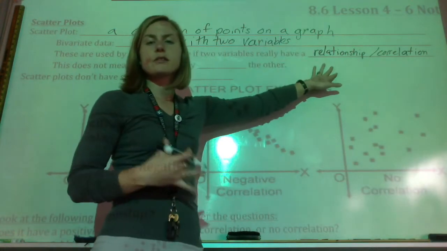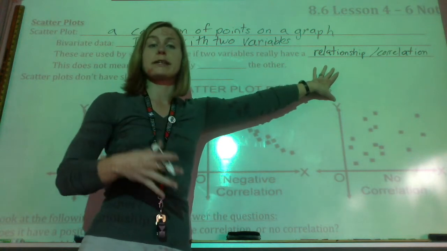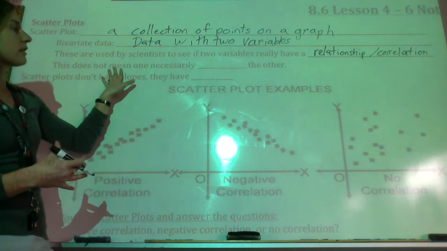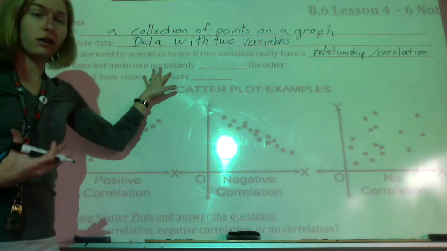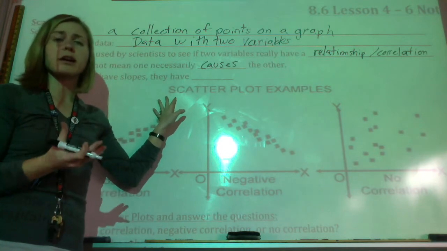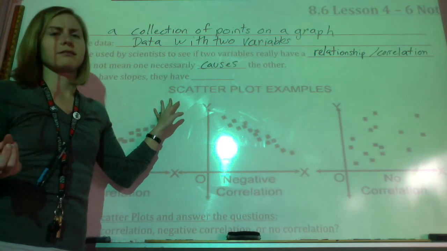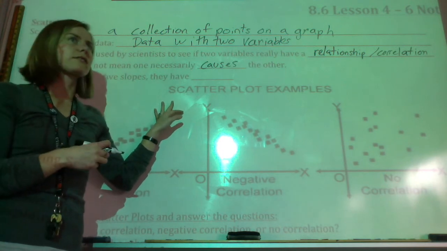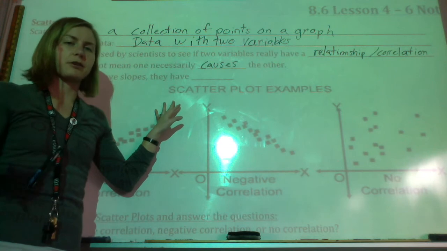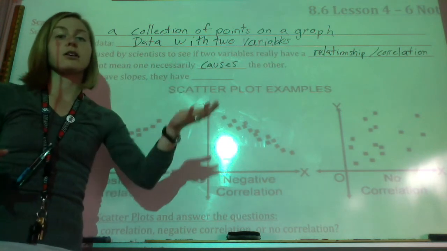And correlation means there's a connection there, that somehow these two things are connected or related. This does not necessarily mean one causes the other. Okay? So just like our example before, being in an older grade does not cause you to be taller. Think about it: if someone skips a grade, just because they skip a grade doesn't mean they're going to shoot up a foot. Being in a certain grade does not cause you to be taller.